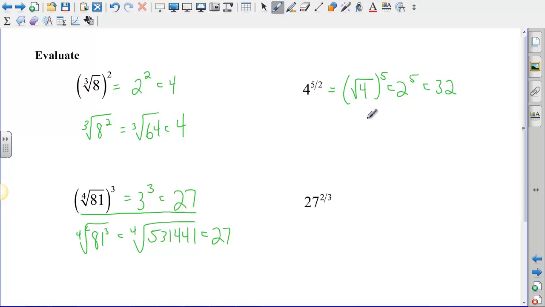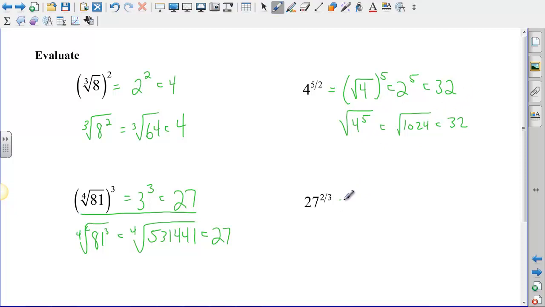And that's easy. If I would have done it the other way around and said the square root of 4 to the 5th power, well, 4 to the 5th power is a really big number. 4 to the 5th is 1024. And then if I square root 1024, I get 32. But I can't do that without a calculator. This I can do without a calculator.